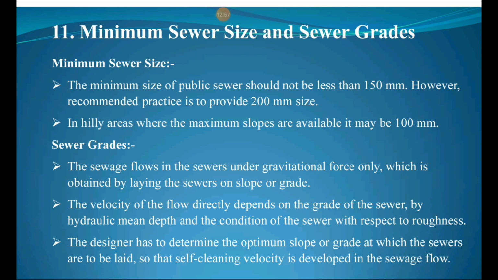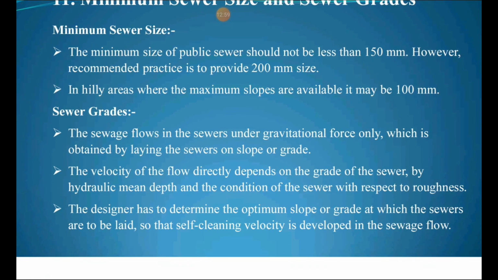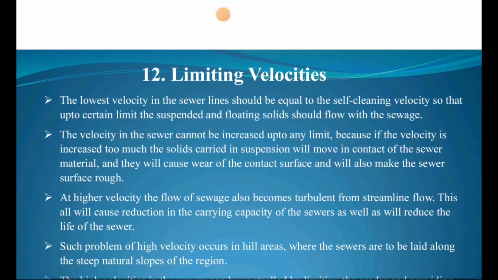Sewer grades. The sewage flows in the sewer under gravitational force only, which is obtained by laying the sewers on the slope or a grade. The velocity of the flow directly depends on the grade of the sewer, by hydraulic mean depth and the condition of the sewer with respect to roughness. The designer has to determine the optimum slope or grade at which the sewers are to be laid, so that self-cleaning velocity is developed in the sewage flow. So for grade, self-cleaning velocity is also important.